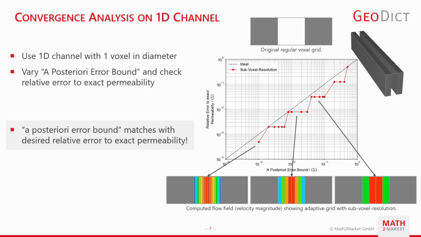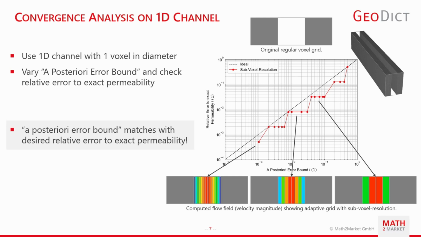Here you can see the 1D channel again. On the y-axis, you see this posteriori error bound, which I already mentioned. So as a user, you can now prescribe the desired error. In this case, it is the error with respect to the analytical solution. And on the y-axis, you see what you actually got from the solver.